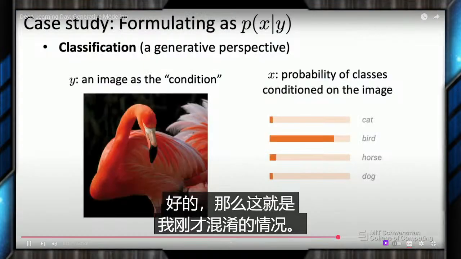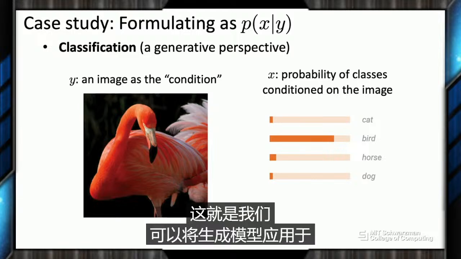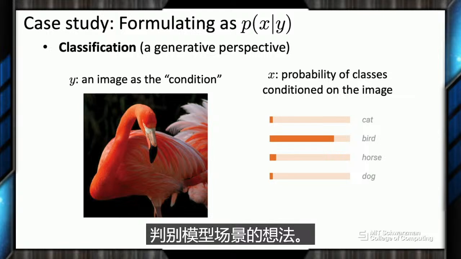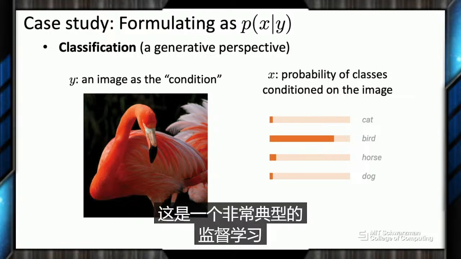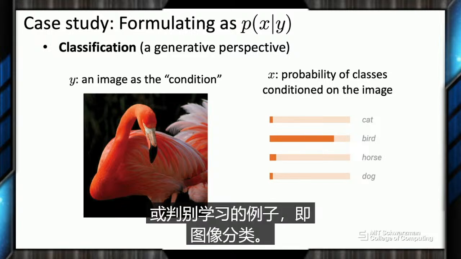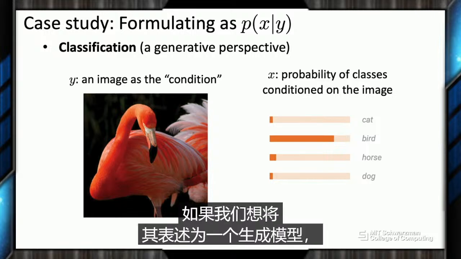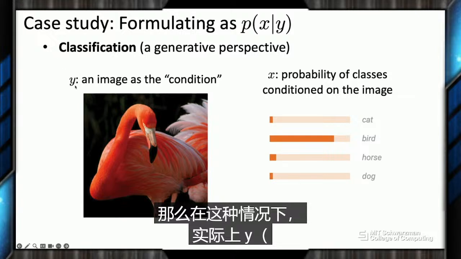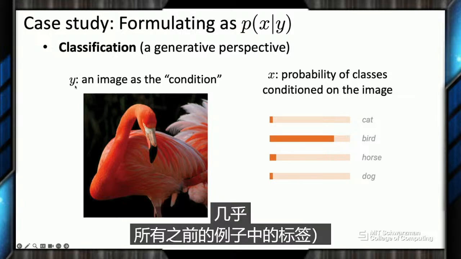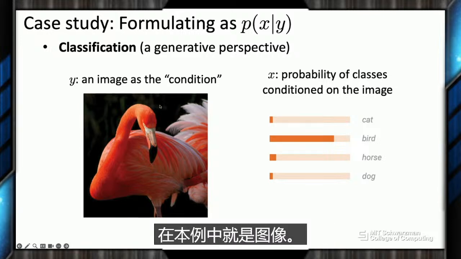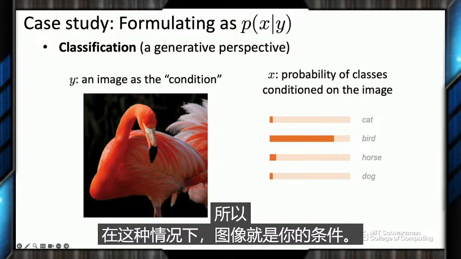Okay, then this is the case I have just confused with. So this is the idea that we can apply generative modeling to the scenario of discriminative modeling. So here is a very typical case of supervised learning or discriminative learning. That is image classification. So you will be given an image, and then you want to estimate the label of that image. And if we want to formulate this as a generative model, then in this case, actually Y, which was a label in almost all our previous examples, would be the image in this case. So the image is your condition in this case.